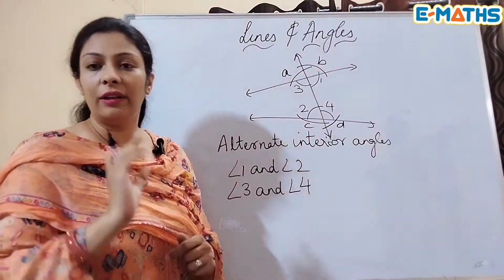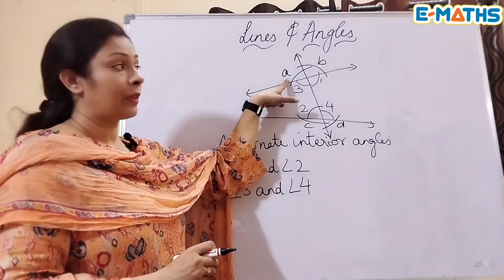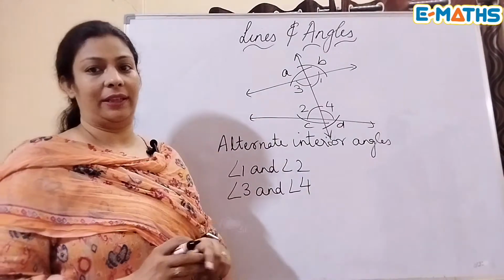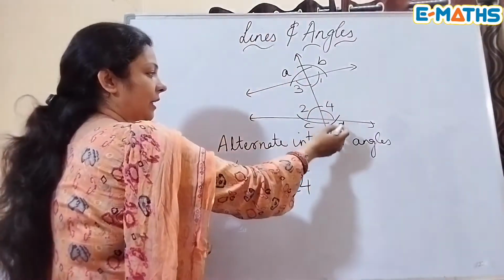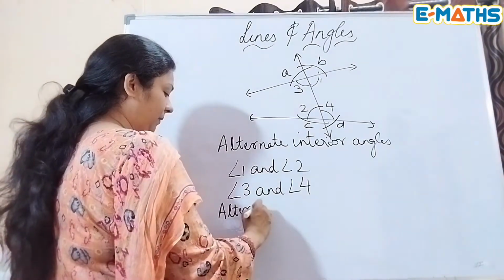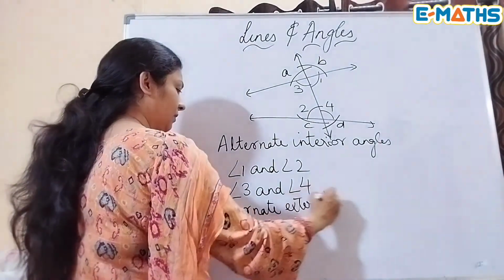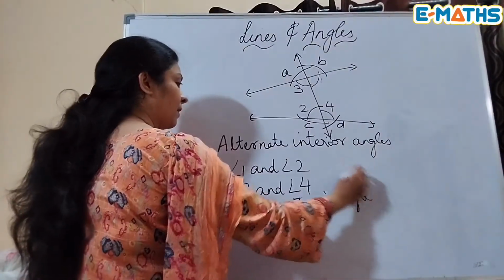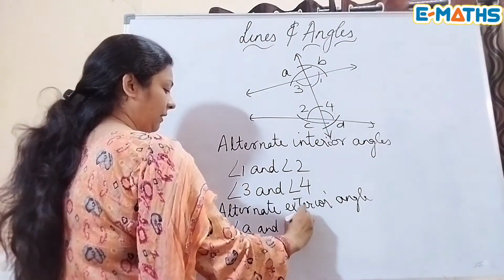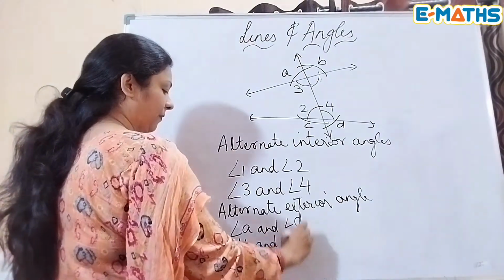Again, it's alternate exterior angle. So if you're taking this angle from this side, the other has to be on the other side and on the other line. So if you have taken this A, the other has to come from the other line and on the other side. So alternate exterior angles we have are angle A and angle D, and angle B and angle C.